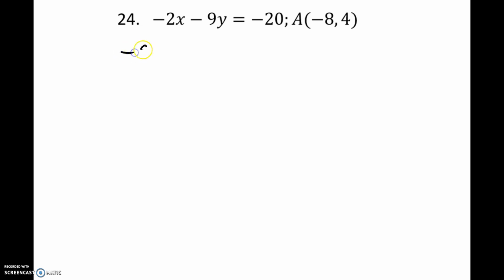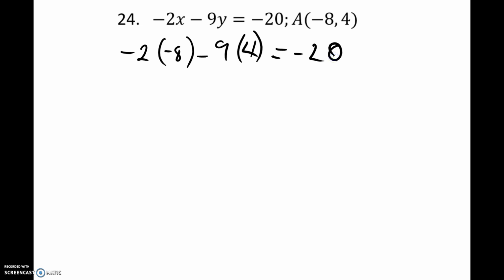So all I'm going to do is rewrite this, -2, and everywhere there's an x, I'm replacing it with a -8. And then everywhere that there's a y, I'm replacing it with a positive 4. Notice here that I've rewritten the equation, and I put parentheses in there. This does make a big difference, whether or not you have the parentheses in there. It's a good habit in general, whenever you make a substitution, put parentheses.